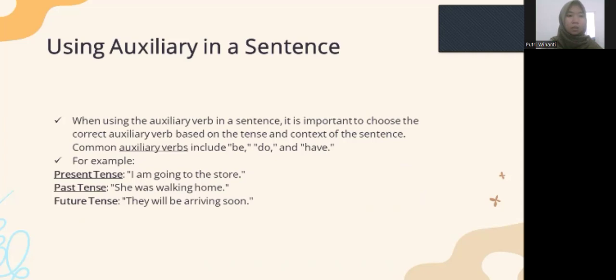Using auxiliary in a sentence. When using the auxiliary verb in a sentence, it is important to choose the correct auxiliary verb based on the tense and context of the sentence. Common auxiliary verbs include be, do, and have. For example, in present tense, I'm going to the store, and in past tense, she was walking home. Future tense, they will be arriving soon.